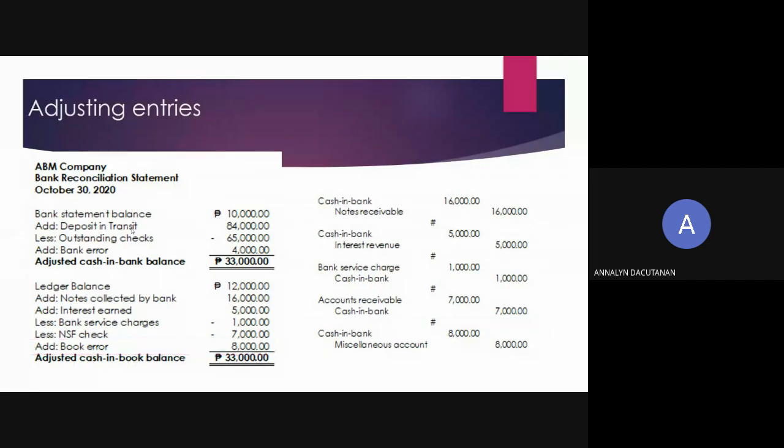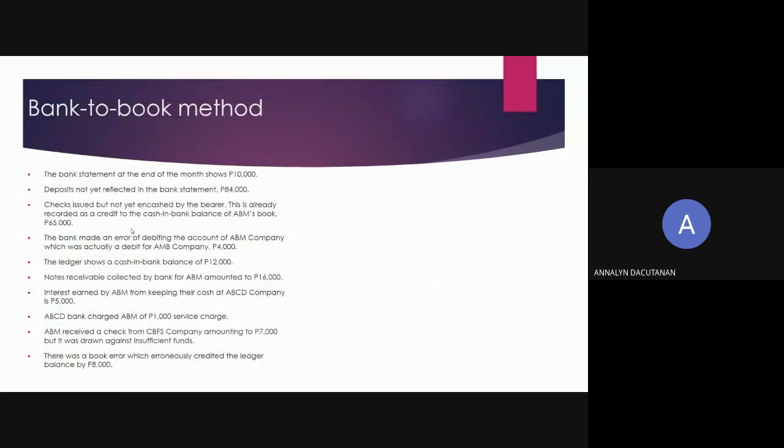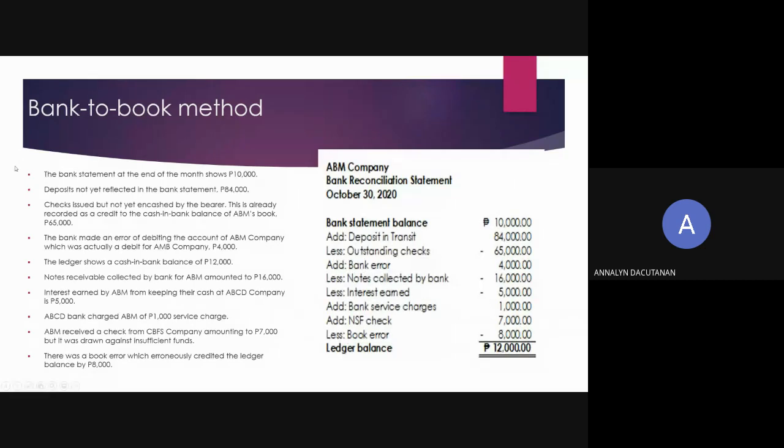Okay? And of course, gawin naman natin siya sa bank-to-book method. So, bank-to-book daw, let's start with the bank. Of course, unadjusted bank, which is 10,000. And then, ilatag mo lahat ng bank reconciling item with formulas as usual. So, deposit in transit, add 84, outstanding check, error, which is 4,000. Ngayon, skip natin to. Kasi ito yung hinahanap daw natin, itong 12,000.